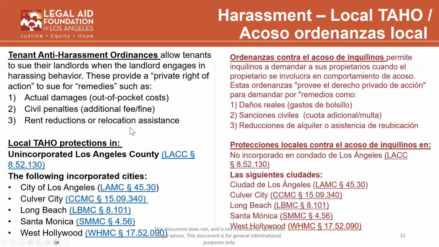So this is where I'm going to talk about some of the local laws. Some areas in Los Angeles have additional local ordinances to protect tenants from harassment called tenant anti-harassment ordinances. These ordinances allow tenants to sue their landlord for engaging in additional types of common harassing behaviors and tactics that landlords often engage in to try and get tenants to move out of their units. And these laws also give tenants the ability to sue the landlord for violation of these laws by requesting damages for out-of-pocket costs, levy additional civil penalties, or potentially seek rent reductions or relocation assistance.